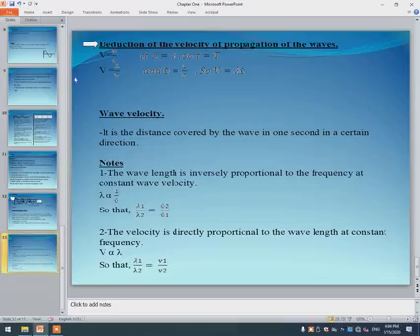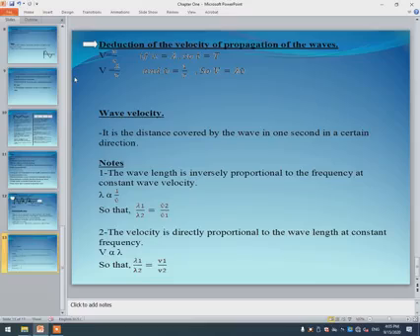Now let us discuss the last point here in your chapter 1 in physics, and as you see it's very simple. We want to discuss the relation which can be used to calculate the velocity of propagation of the wave. We will depend in this deduction on a rule you studied before, that V equals distance over time. We will call distance x and the time t.